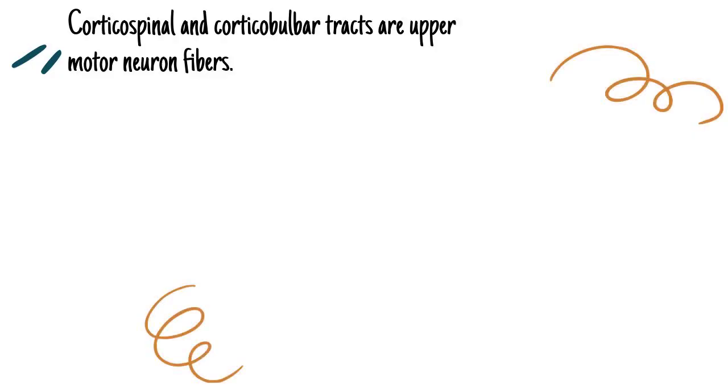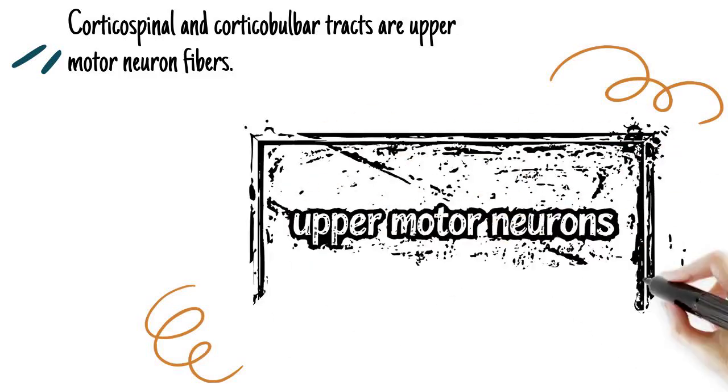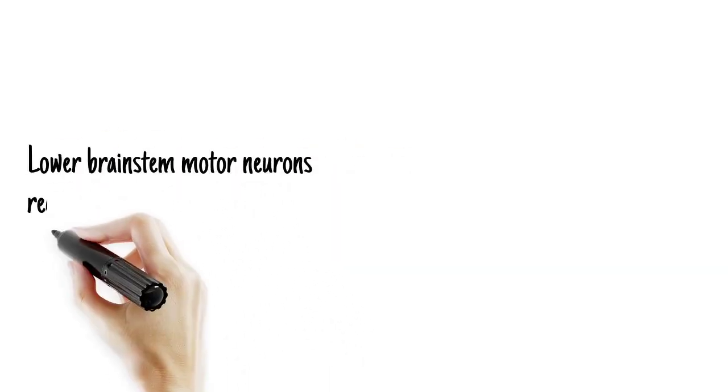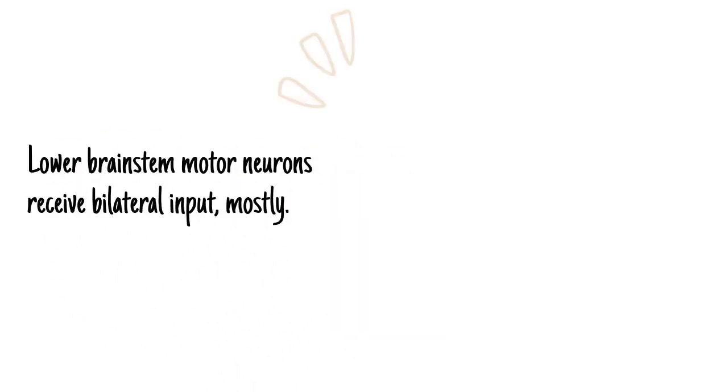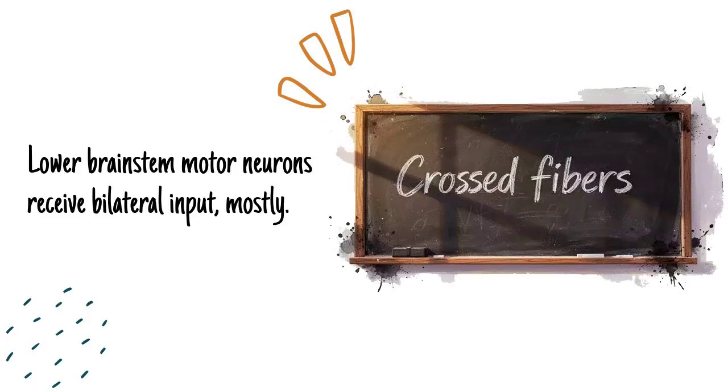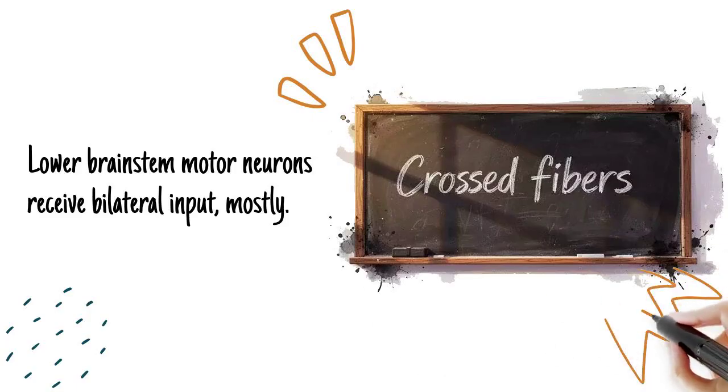As fibers travel through the diencephalon and brainstem, they send branches to innervate extrapyramidal structures and cranial nerve motor nuclei. The lower brainstem motor neurons receive input from both crossed fibers, meaning signals from the opposite side of the brain, and uncrossed fibers from the same side. This bilateral input is important for most brainstem functions.